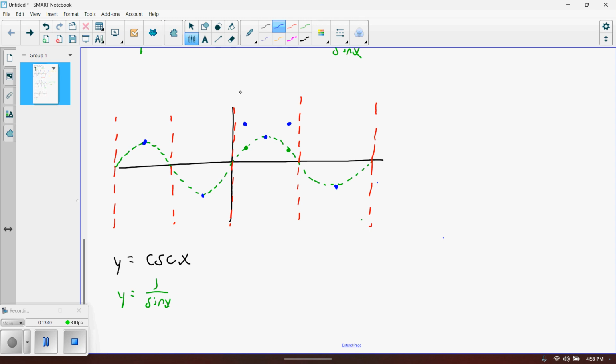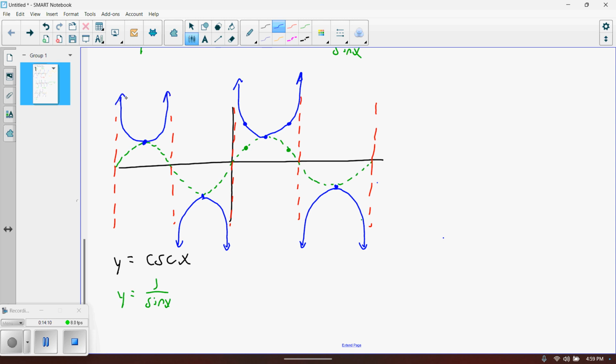So basically, your cosecant graph is going to look something like this, where it's going to start to ride the asymptotes and go on forever. And then when it's under the x-axis, it's going to do the same thing, but in this direction. And it's going to continue on this pattern forever. All of the same shifting is going to occur.